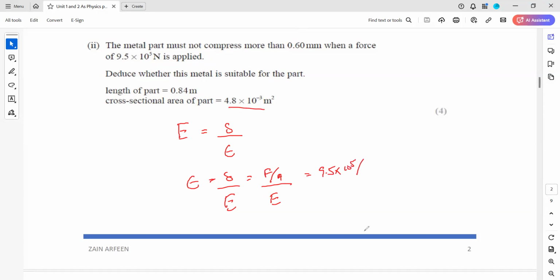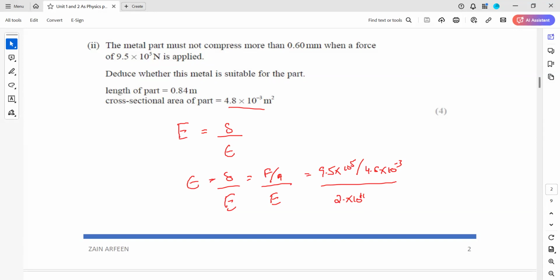If it was in millimeter or centimeter square, you have to convert into meter square. So every time you see a question, unit conversion is the most important part. So force divided by area divided by the Young's modulus, which is 2 into 10 to the power 11. If you got an answer in the previous part, you will use that answer. So this will give us how much strain is there.